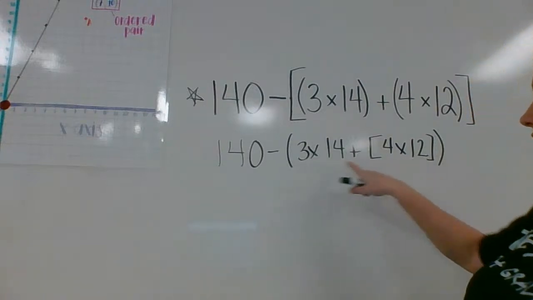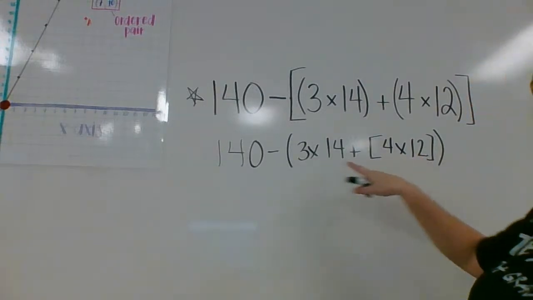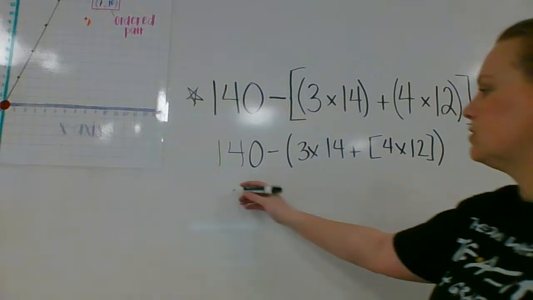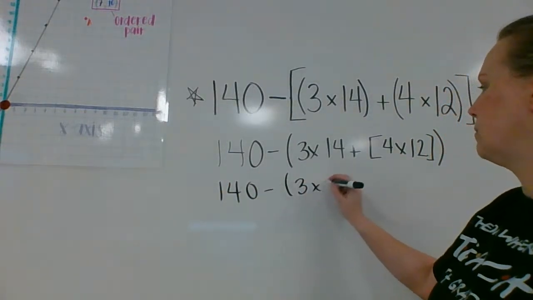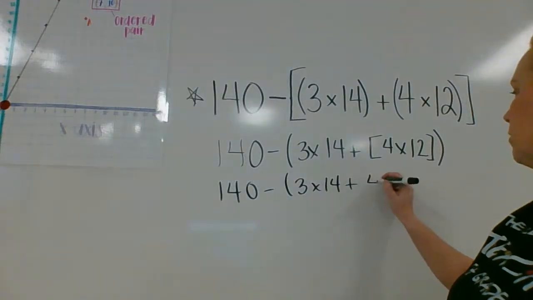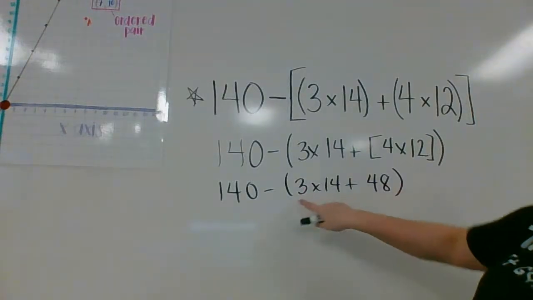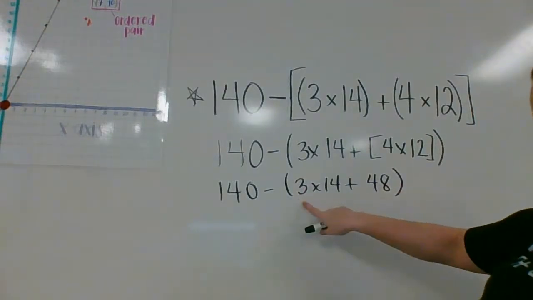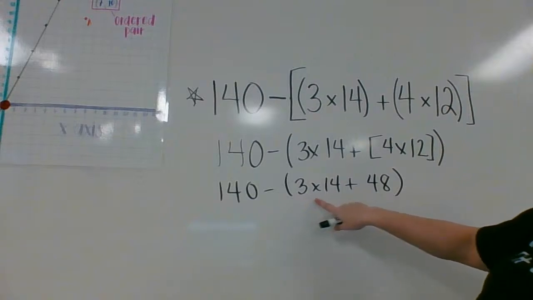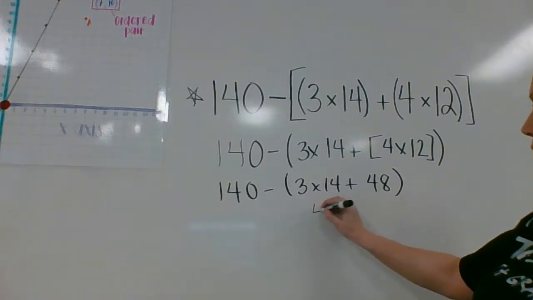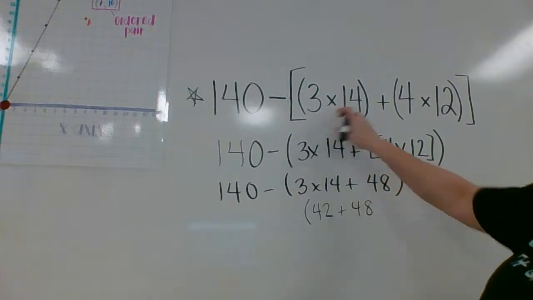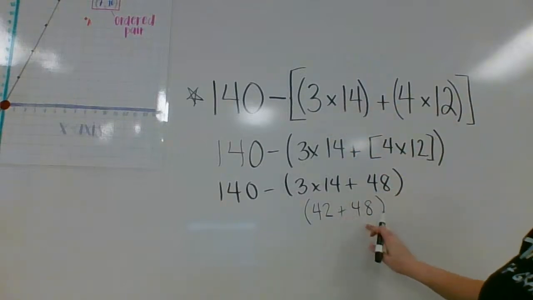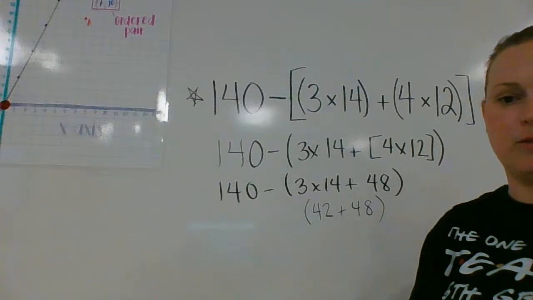So this technically doesn't look right, but if you do the innermost groupings first, you still get 140 minus 3 times 14 plus 48. Well, inside this grouping, you still have to do 3 times 14, which is 42, plus 48, which is what you would get here, and you would still add both together and subtract from 140.